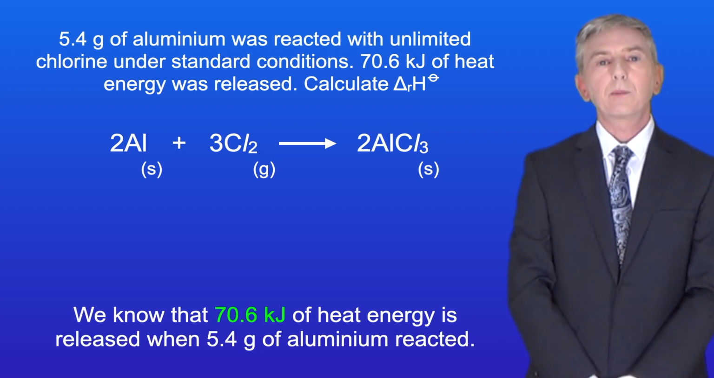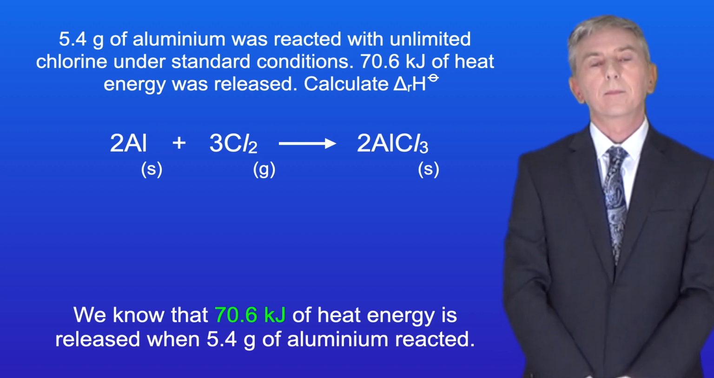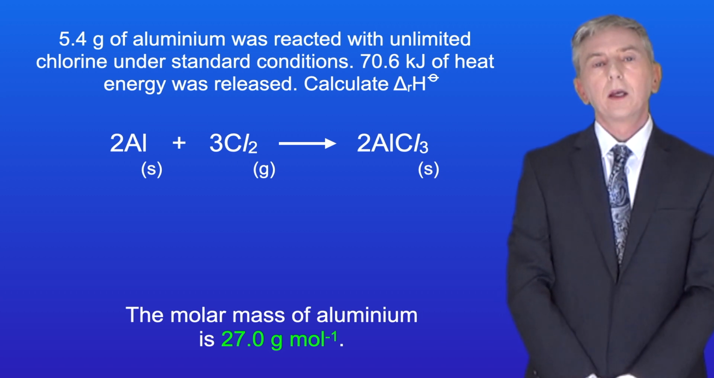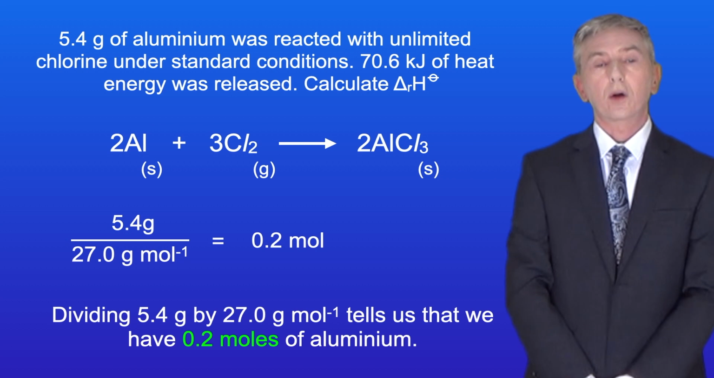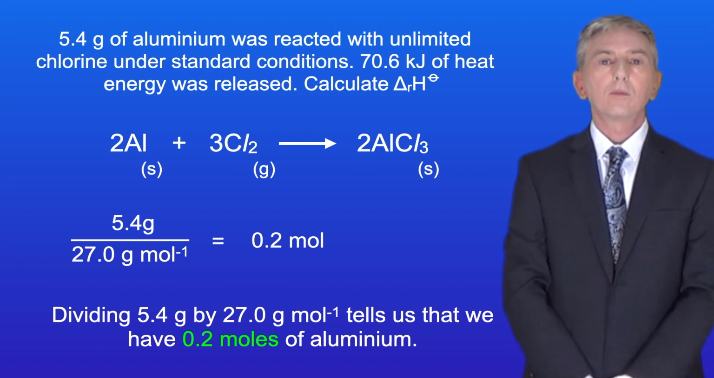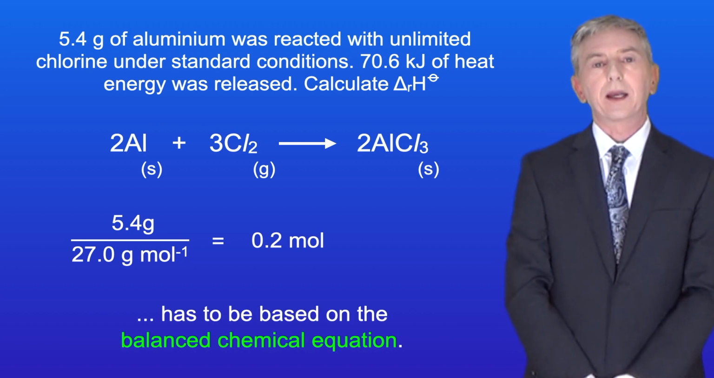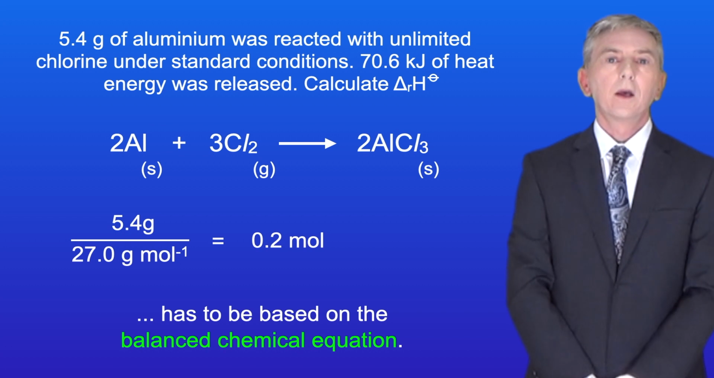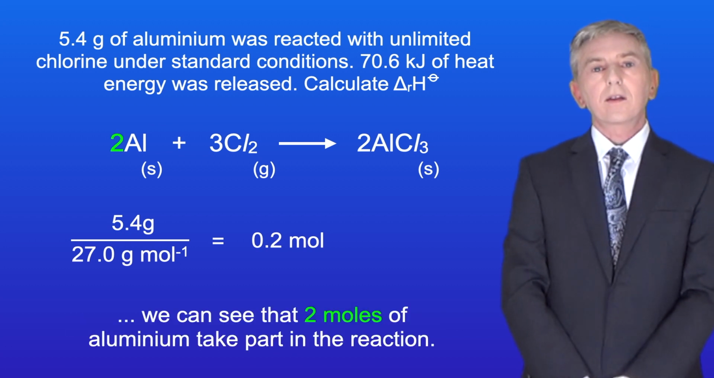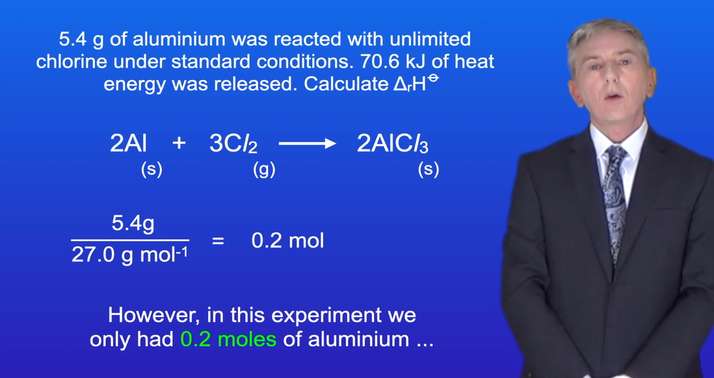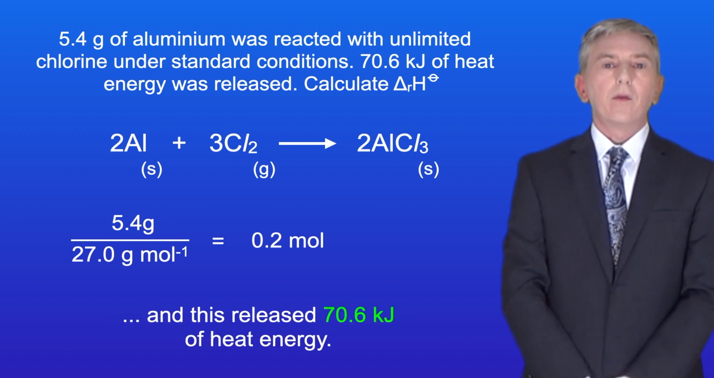Okay, we know that 70.6 kilojoules of heat energy is released when 5.4 grams of aluminium reacted. The molar mass of aluminium is 27.0 grams per mole. Dividing 5.4 by 27.0 tells us that we've got 0.2 moles of aluminium. Remember that standard enthalpy change of reaction has to be based on the balanced chemical equation. From the balanced chemical equation, we can see that 2 moles of aluminium take part in the reaction. However, in this experiment, we only had 0.2 moles of aluminium, and this released 70.6 kilojoules of heat energy.